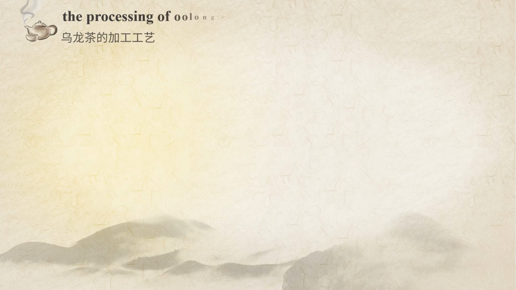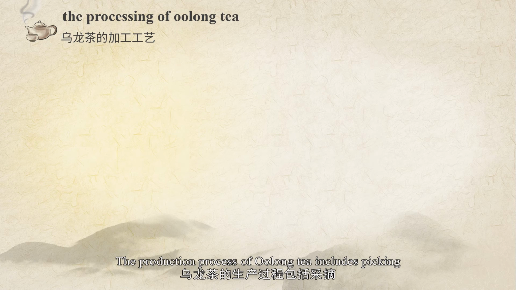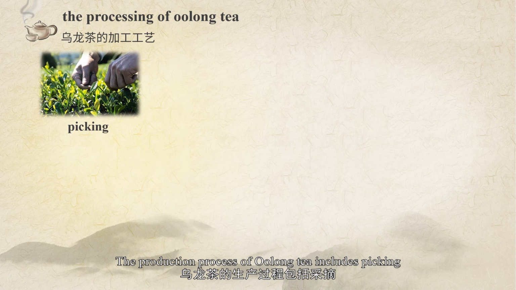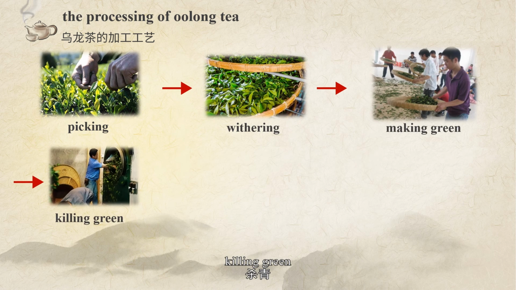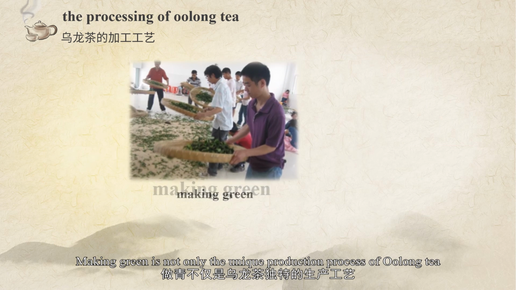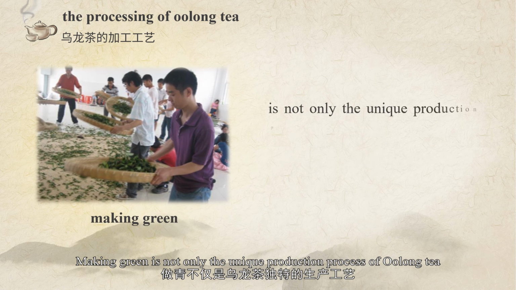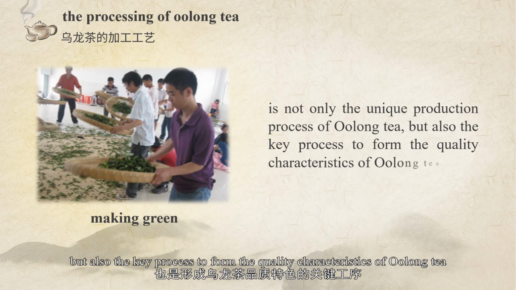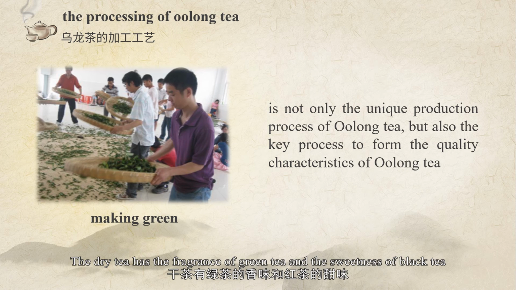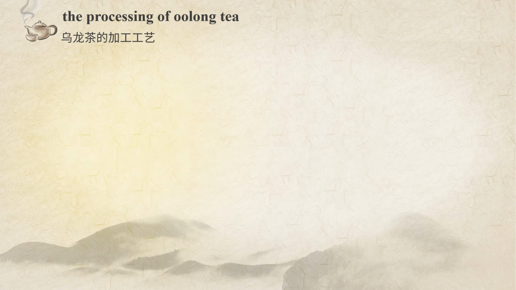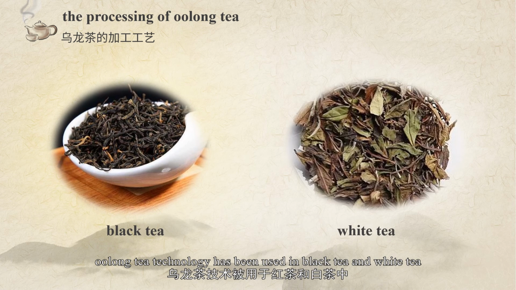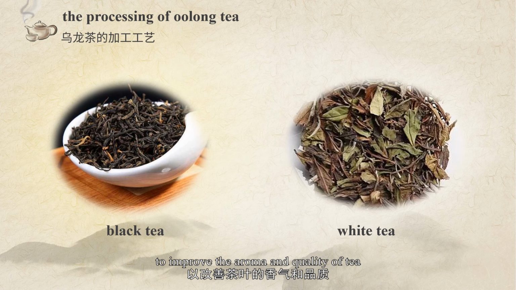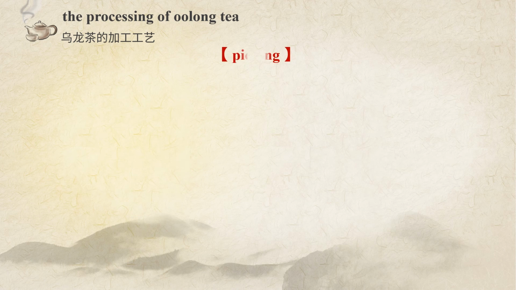Number 3, the processing of oolong tea. The production process of oolong tea includes picking, weathering, making green, kilning green, rolling, and baking. Making green is not only the unique production process of oolong tea, but also the key process to form the quality characteristics of oolong tea. The dry tea has the fragrance of green tea and the sweetness of black tea. In recent years, oolong tea technology has been used in black tea and white tea to improve the aroma and quality of tea leaves.